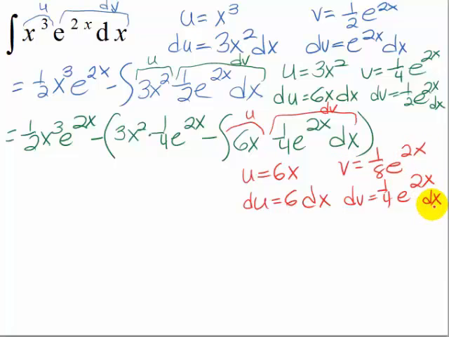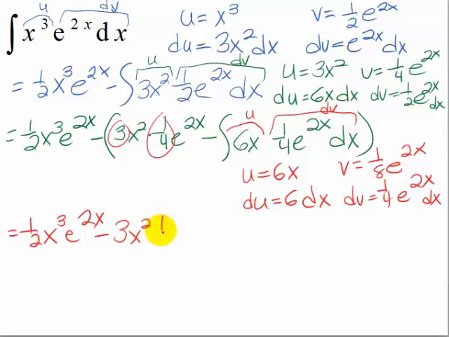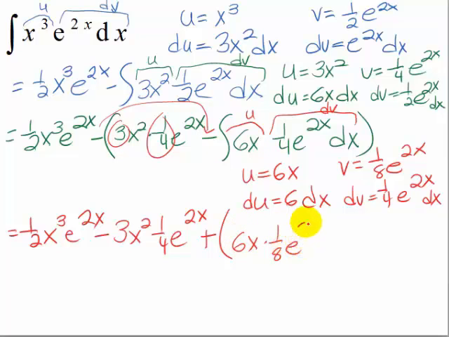Okay, applying that again, we are going to have 1/2 x cubed e to the 2x minus, so we're going to write it like this, and then times 1/4 e to the 2x, and then we have minus, but actually this minus and minus will make this a plus, and we've got uv, which would be 6x times 1/8 e to the 2x minus the integral of v, 1/8 e to the 2x du, which is 6 dx.